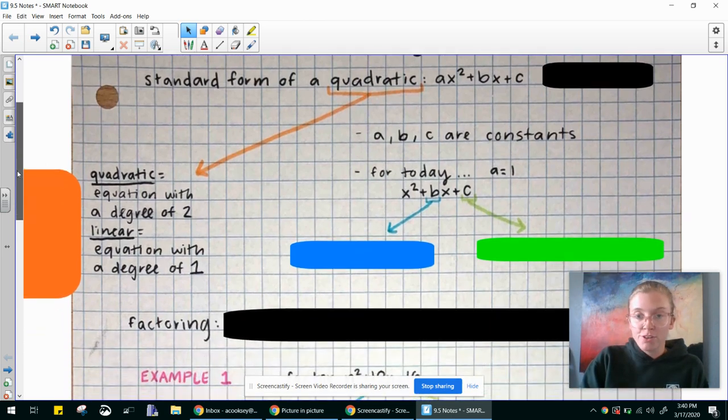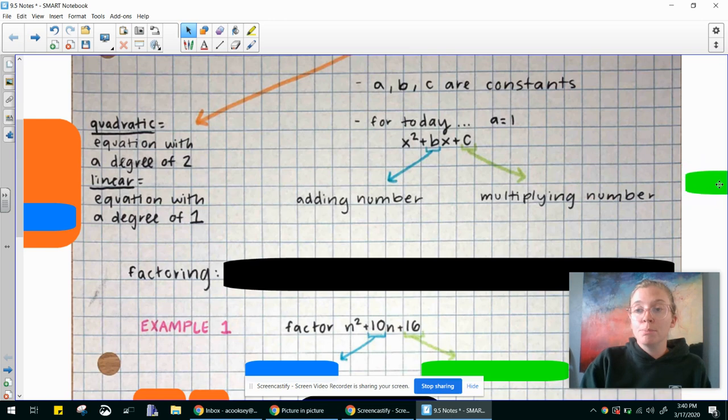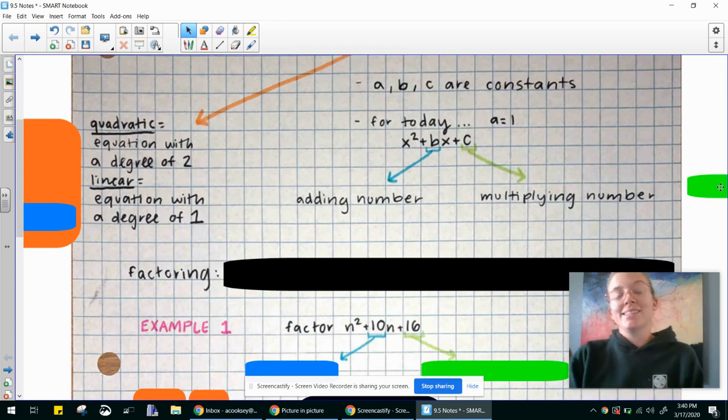Something important for us to know is that in this quadratic equation, b is always going to be our adding number, and c is always going to be our multiplying number. We'll talk about what this means a little bit more in a second.